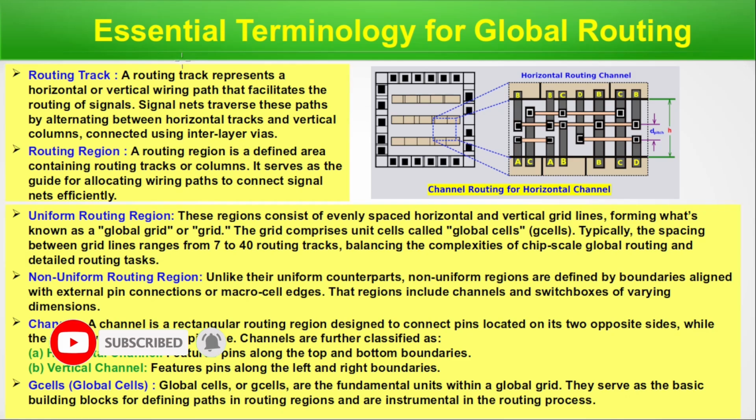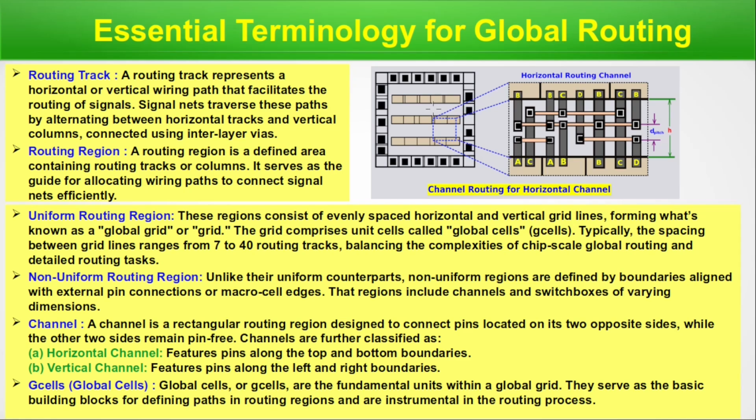Essential terminology for global routing. These are some important terminologies. We will use them later, so let's try to understand what they mean. A routing track represents a horizontal or vertical wiring path that facilitates the routing of signals. Signal nets traverse these paths by alternating between the horizontal tracks and vertical columns connected using interlayer vias. So that's about routing tracks.